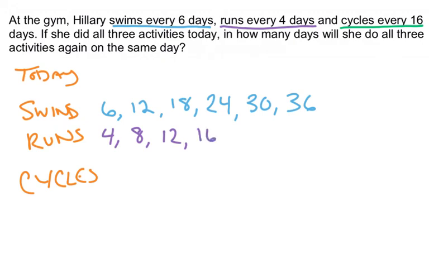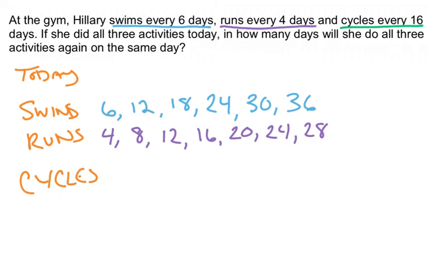4 times 1 is 4. 4 times 2 is 8. 4 times 3 is 12. 4 times 4 is 16. 4 times 5 is 20. 4 times 6 is 24. 4 times 7 is 28. I hope that's enough. Now the bicycling.